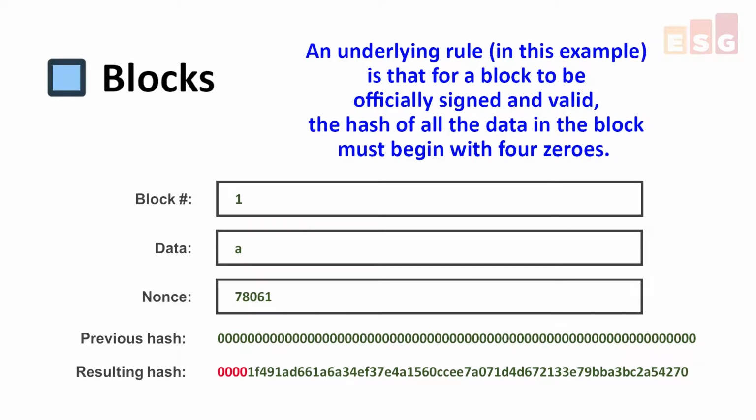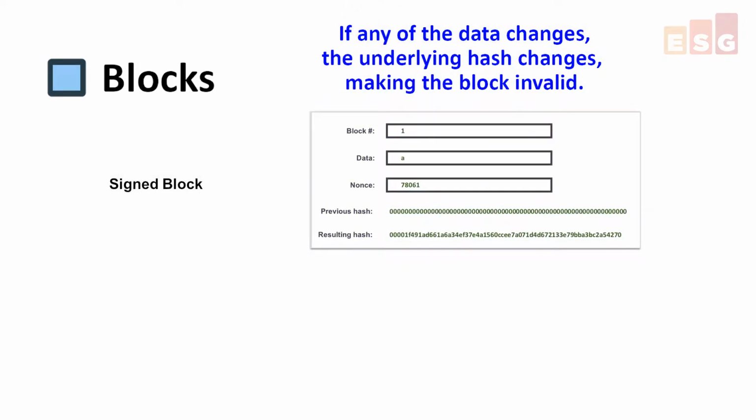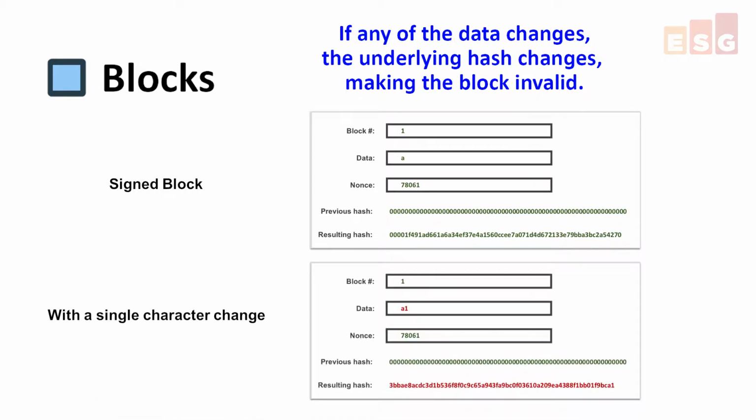For simplicity, I use the letter A as the data. You'll also notice a nonce is set at 78,061. And that combination of information allows the hash to meet the rule of starting with 4 zeros. The interesting part is that if any of the data changes, the underlying hash changes, making the block invalid. When changing the data to A1, notice the hash changes and now it no longer starts with 4 zeros, meaning it's not a valid block.